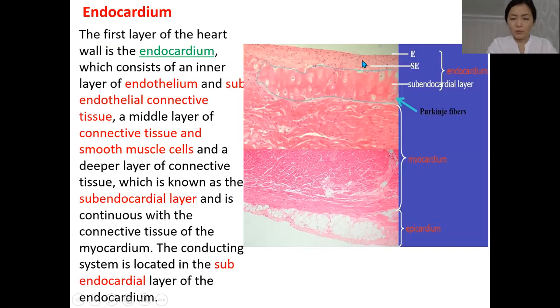Subendothelial connective tissue, of course, consists of loose connective tissue with connective tissue fibers and smooth muscle cells. And the deeper layer of connective tissue is the subendocardial layer, this part, where we can see Purkinje fibers. These are Purkinje fibers because the heart has a conducting system, and the conducting system is usually located in the subendocardial layer. This is the endocardium, this is the subendocardial layer, and the thickest part is the myocardium, this part, and the epicardium is also visible here.